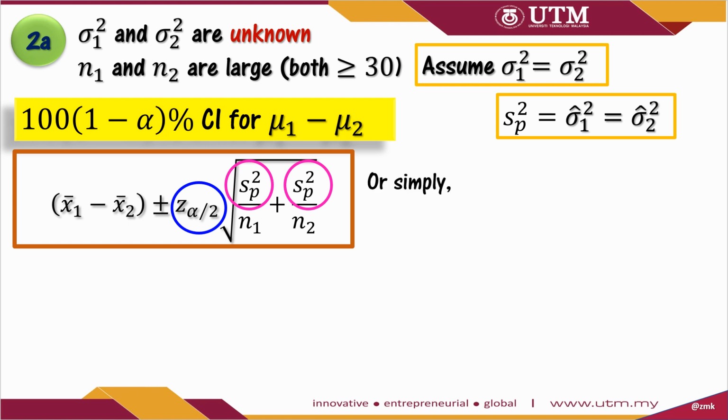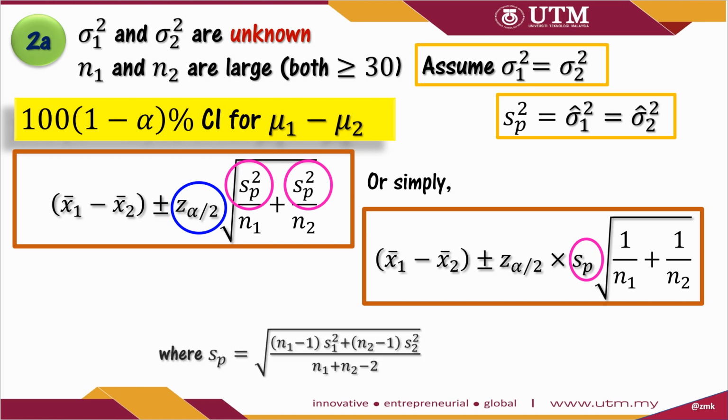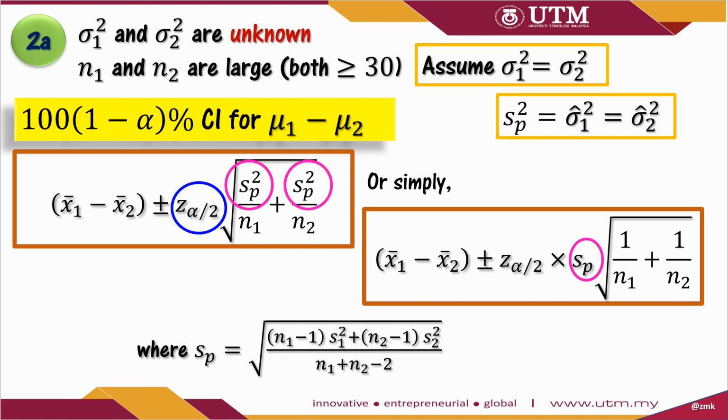We can further simplify the confidence interval by writing it like this. By taking the square root of SP squared, we then have the margin of error equal to the product of the z-score, that is z alpha over 2, the pooled standard deviation SP and the square root of 1 over n1 plus 1 over n2. The pooled standard deviation is given by this formula, which is the square root of the pooled variance, where the formula for the pooled variance is given in statistical table page 2.